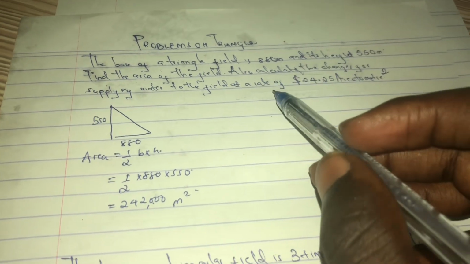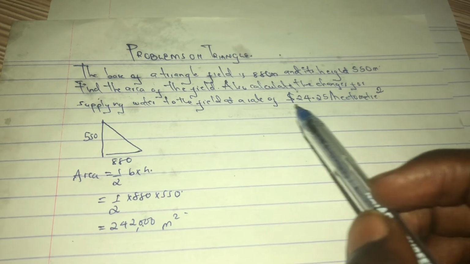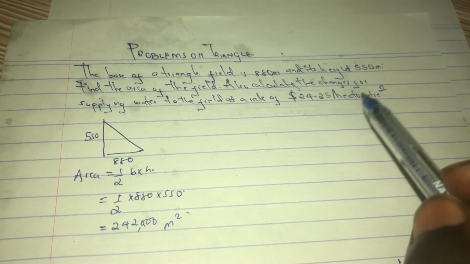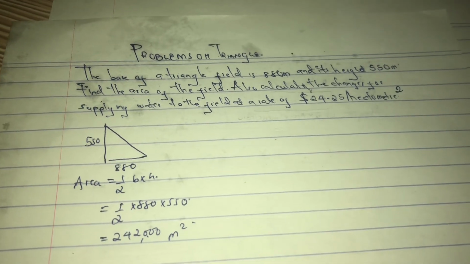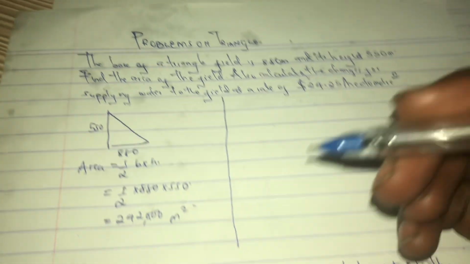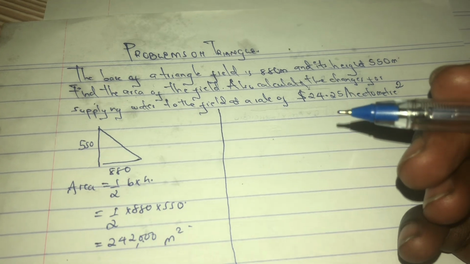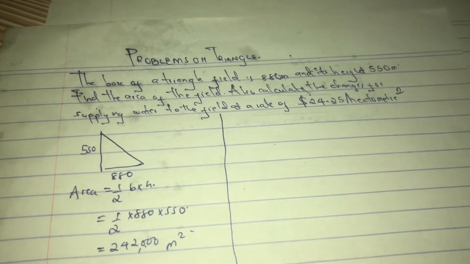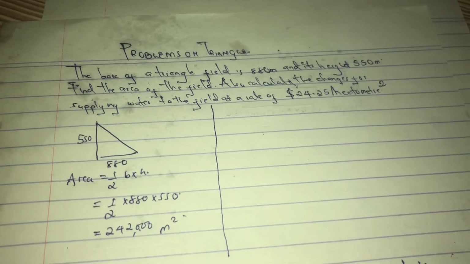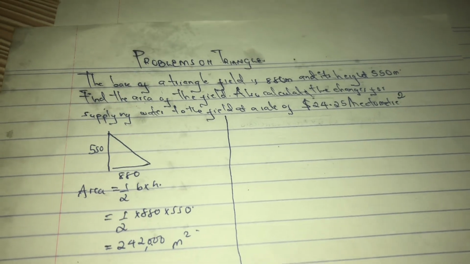And then they've said also calculate the charges for the supply of water to the field at a rate of this per hectometer squared. Are we together? So we are going to first change. Remember I said we have to ensure that the units are the same. Are we together? So this unit is for hectometer. That means we have to change our area here into hectometers.